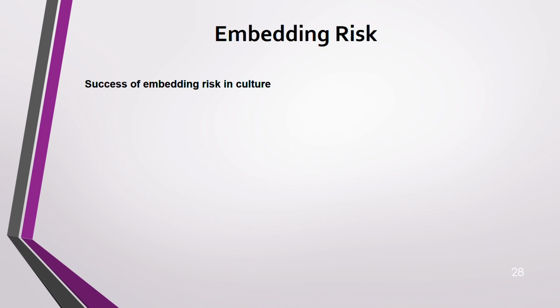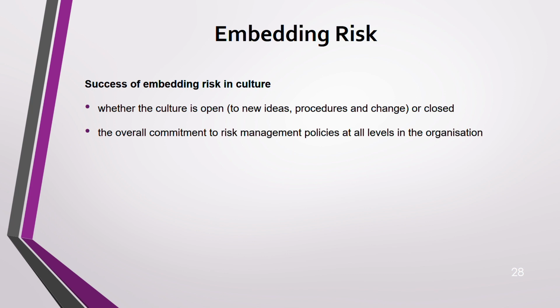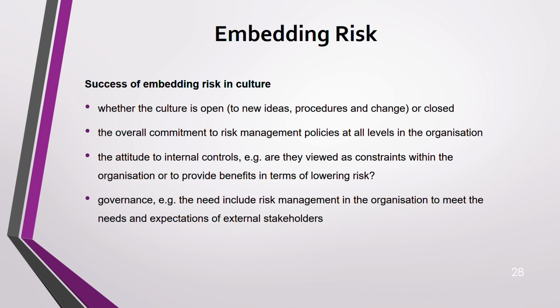Now, success of embedding risk in the culture. Same as how we had for systems. How do you know it's a success? When the culture is open. You are open to new ideas, procedures, and change. Second, overall commitment is there to the risk management policies at all levels. Everyone in the organization, top to bottom, has a commitment. Third, attitude to internal controls. Are you viewing them as not needed, as constraints, as a waste of money, or do you think it's giving a benefit in terms of lowering risk? It's an attitude. If the attitude is positive, you are viewing it as a benefit. Embedding risk in culture is a success, otherwise it's a failure.